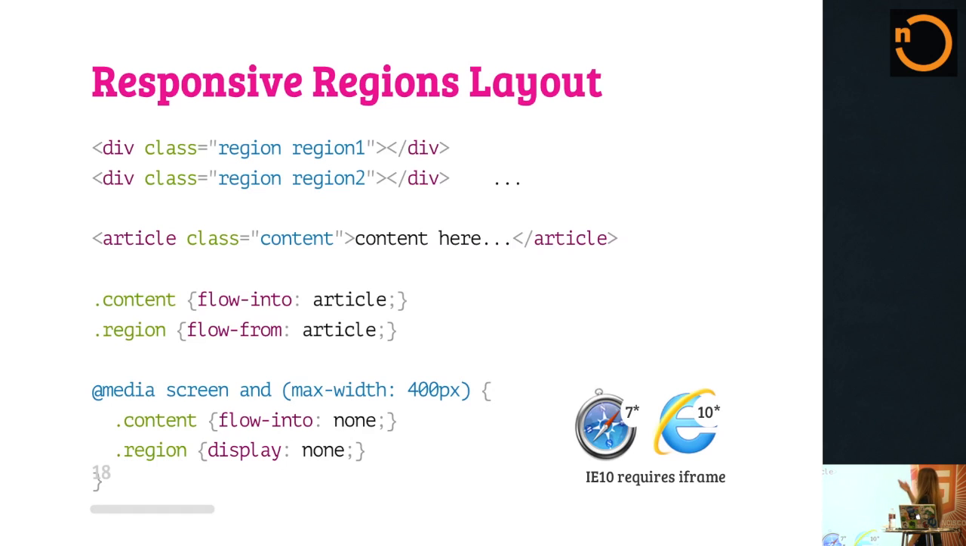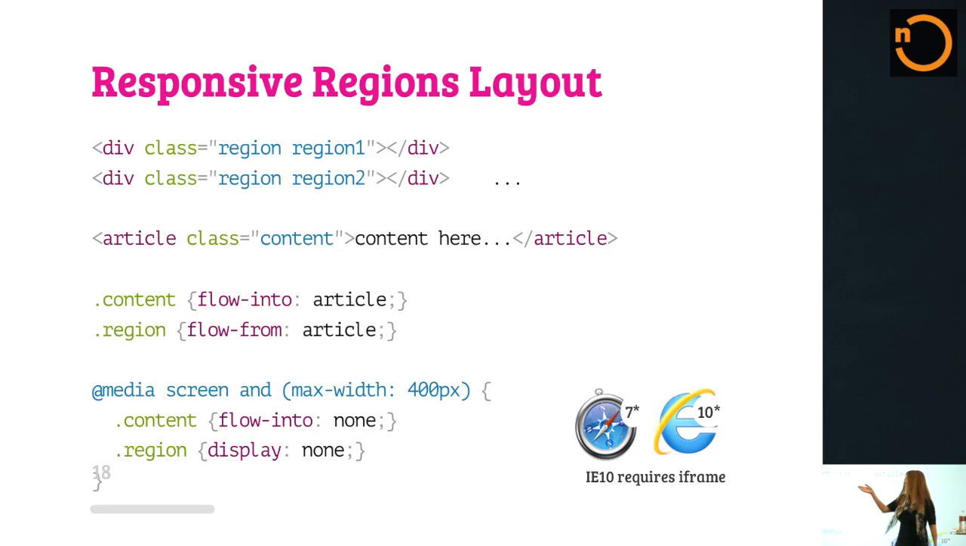And the way I made it responsive is, so content and region. Well, actually, I didn't make it mobile first for this case, but anyway. So flow into and flow from is what you need. An article, this is a name, like a namespace. You can name it anything you want. So basically, this content goes into this specified flow.